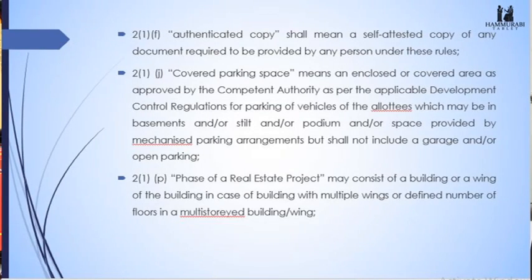Then we have 2(1)(p), which is phase of a real estate project. Now this is a very interesting definition and we need to understand it. It may consist of a building or a wing of a building in case of a building with multiple wings, or a defined number of floors in a multi-storied building or wing. So by this we can see that if a building is, say, of 40 floors, these entire 40 floors can be defined in a phase-wise manner and they will be considered as a phase of a real estate project.